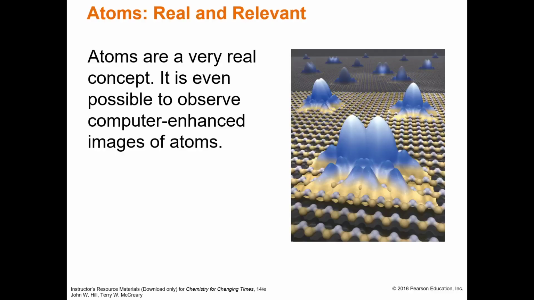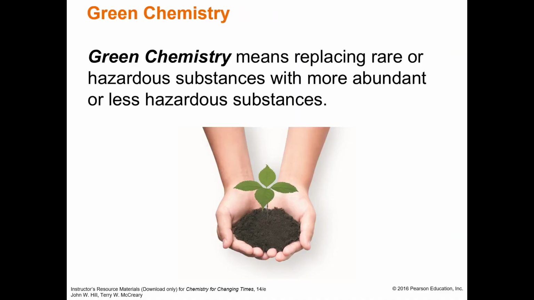Really awesome. So atoms are a very real concept. It is even possible to observe computer-enhanced images of atoms now. We cannot directly observe them with our eyes. They are too small for the light to bounce off them, no matter what magnification we use, to be able to see them directly. So we have to see them indirectly, usually through computer-enhanced models. And this is why we can never really get this beyond a theory, even if it would be a law normally. Anyways, it works out.